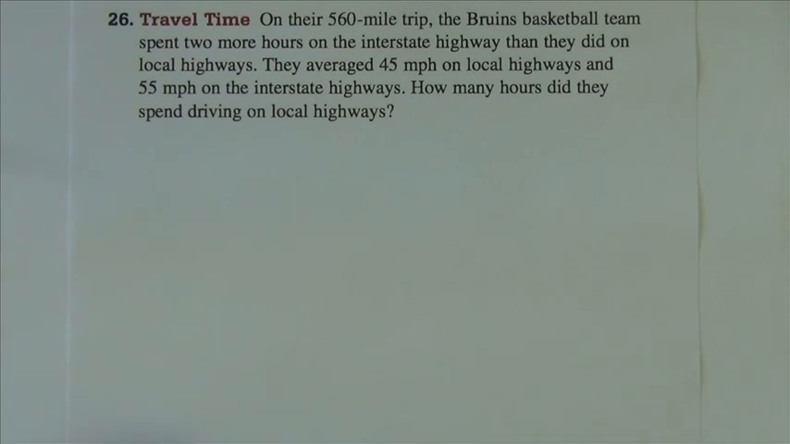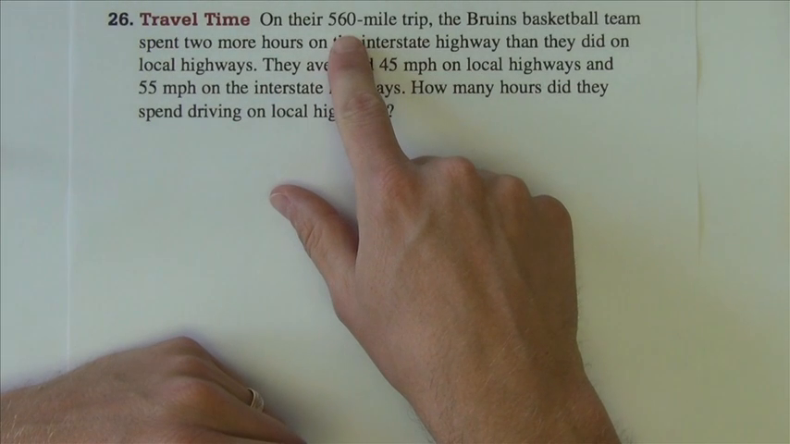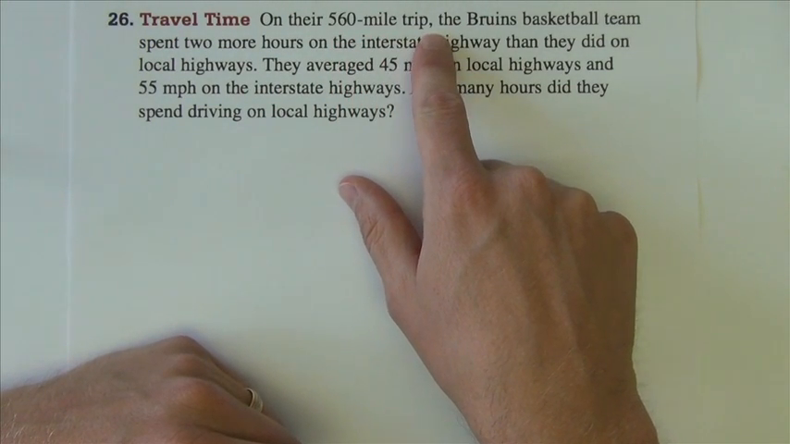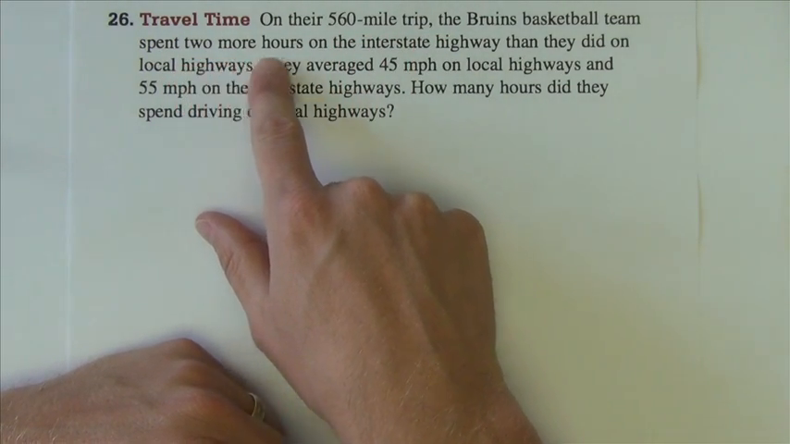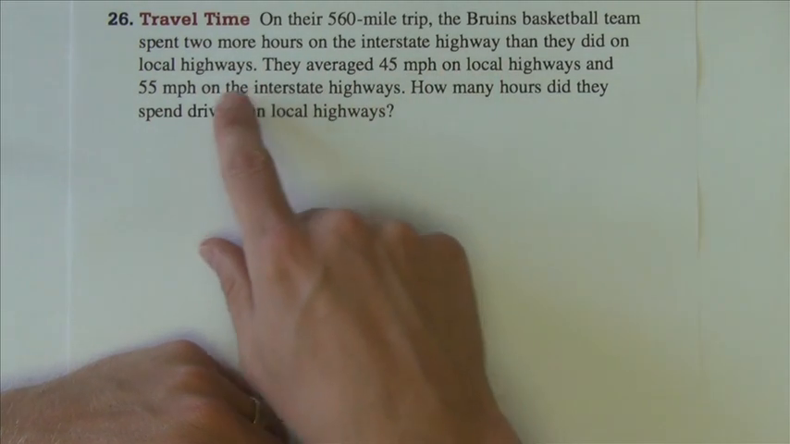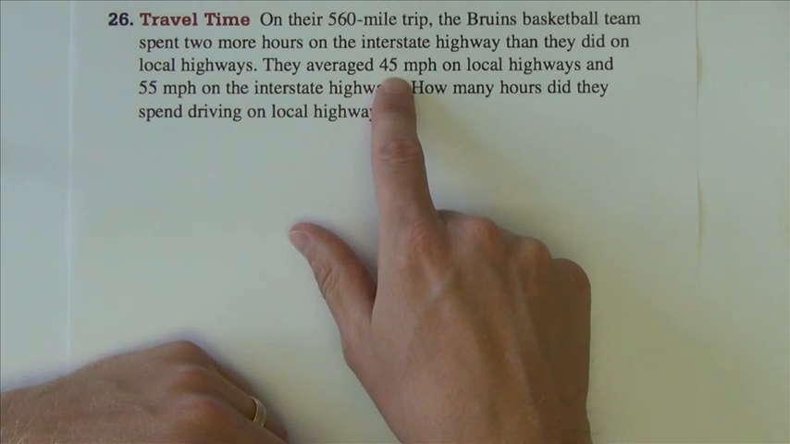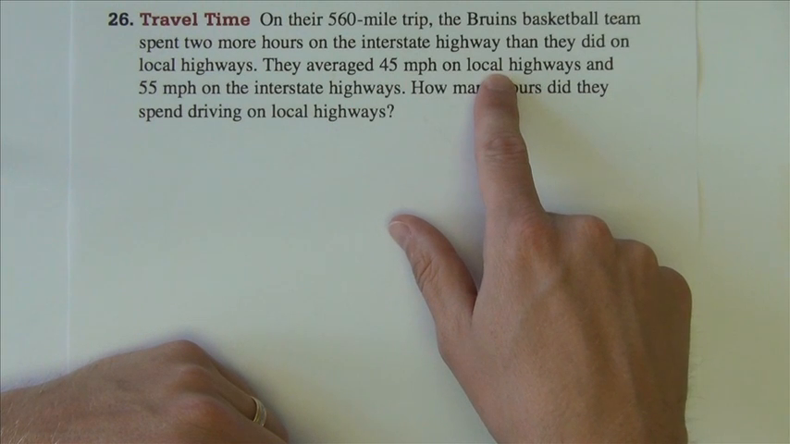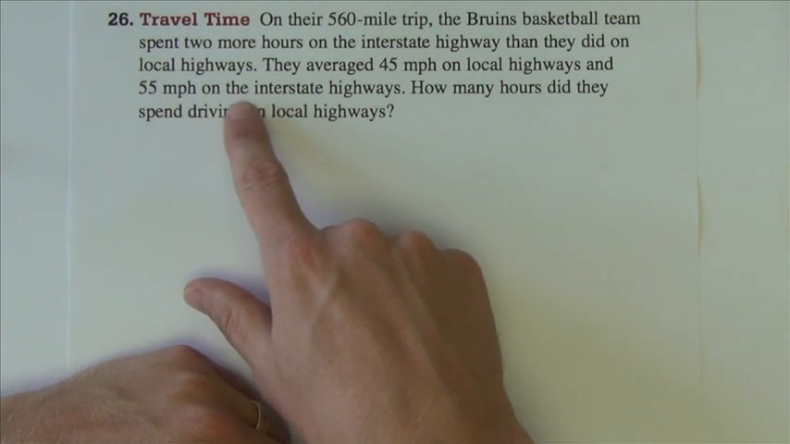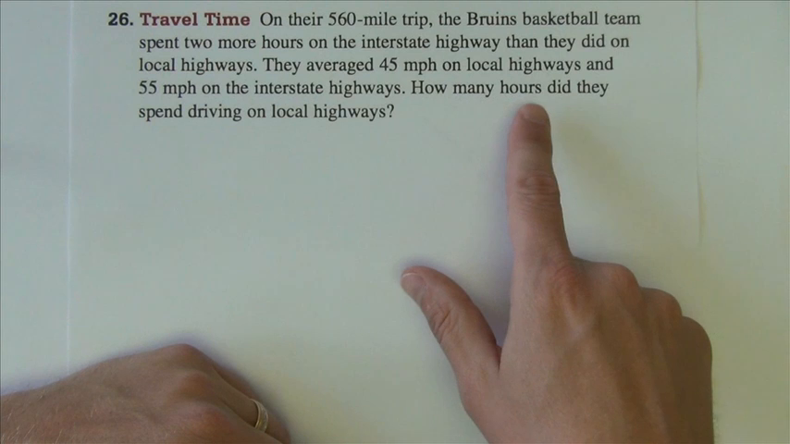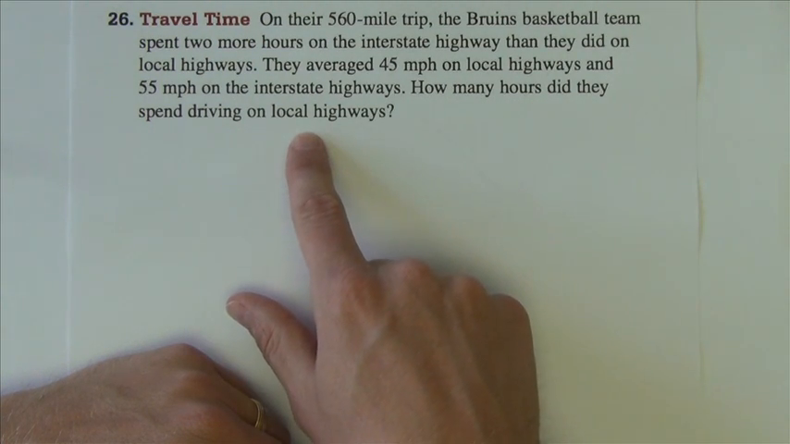First example says, on their 560-mile trip, the Bruins basketball team spent 2 more hours on the interstate highway than they did on the local highways. They averaged 45 miles per hour on local highways, 55 miles per hour on interstate highways. How many hours did they spend driving on local highways?